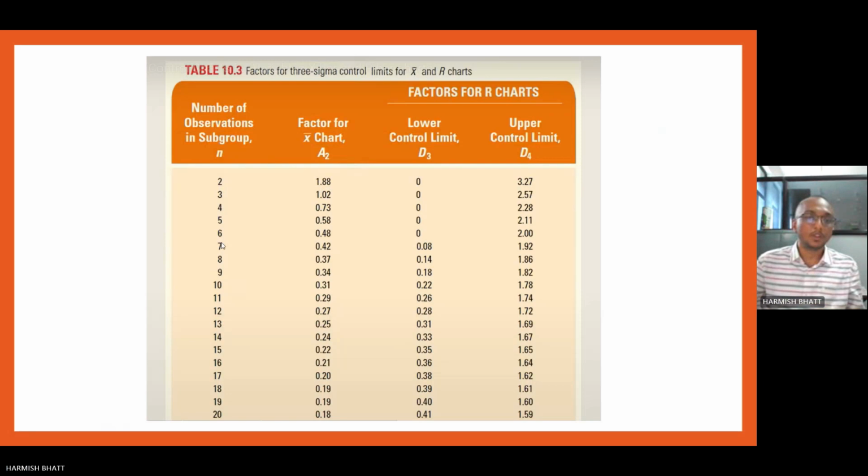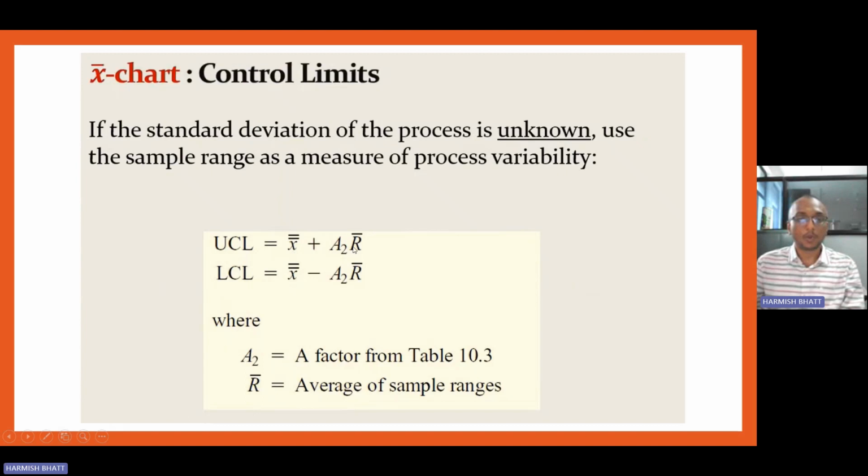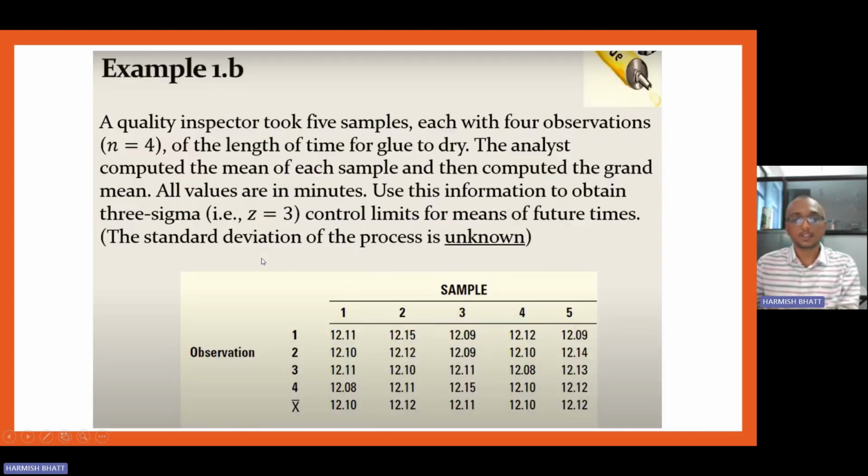If the number of items or the sample size is 9, then the value of A2 will be 0.34. Suppose your n value is 17. At that time, the A2 value will be 0.20. So from this table, we can identify the value of A2 factor. And then after, we can put the A2 value over here. We are already aware of the process how to find out the X double bar and R bar. So after putting all these values, we will have the values of UCL and LCL.